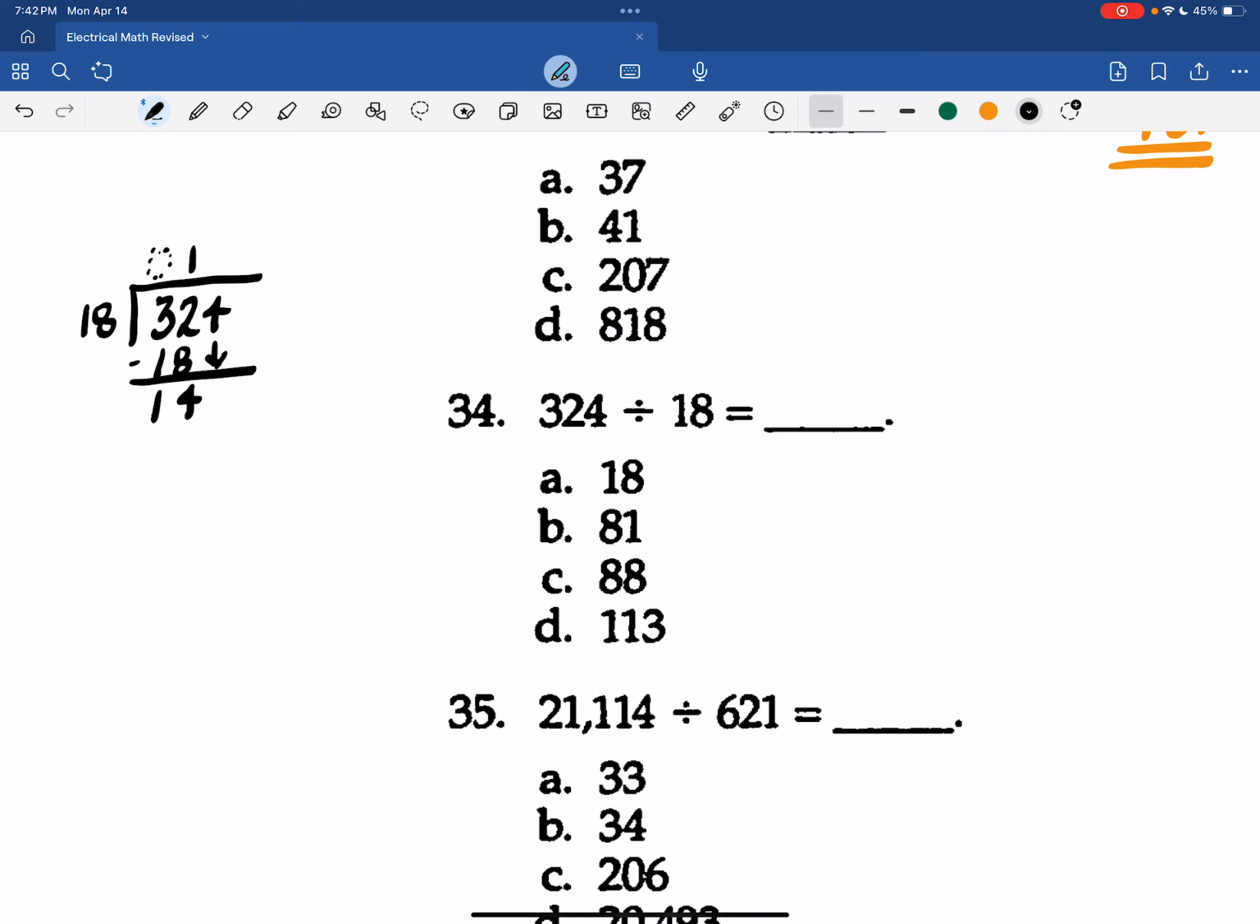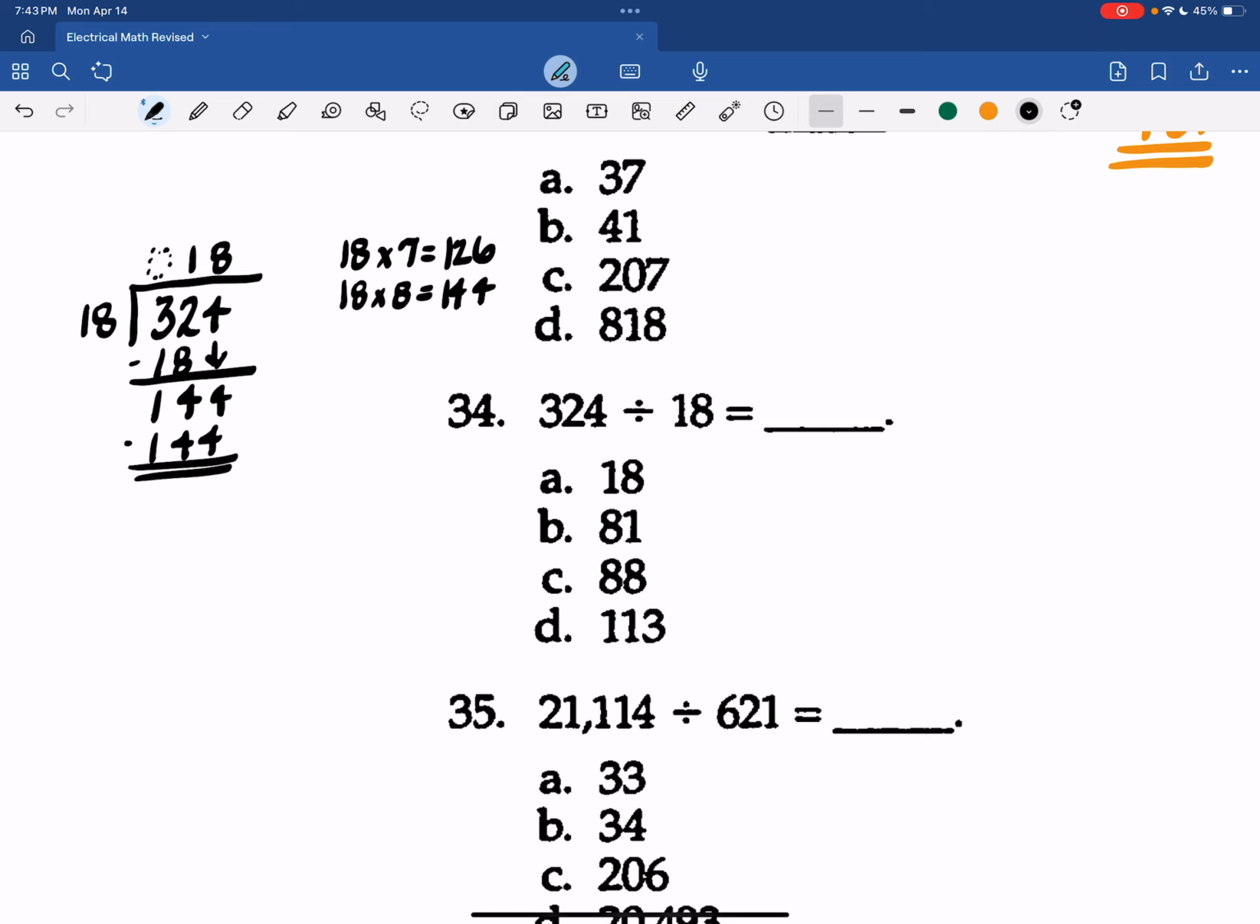Bring down that 4, and we're looking for 18 into 144. I know that 20 would go into 144 about 7 times, so let's try that one. 18 times 7 is 126. Let's try 18 times 8. 8 eights are 64. There it is. So it's 8 times, and it terminates.